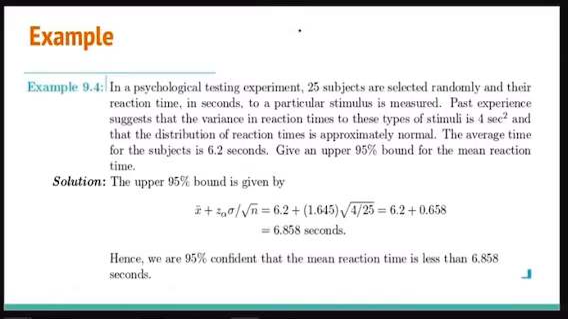Does that make sense? Now I'm going to walk you through an example. Please pay attention. In a psychological testing experiment, 25 subjects are selected randomly, and their reaction time in seconds to a particular stimulus is measured. Past experience suggests that the variance in reaction time to this type of stimulus is 4 seconds squared. Past record, that should be a population variance, and the distribution of reaction time is approximately normal. The average time for the subjects is 6.2 seconds. Give an upper 95% bound. It's not asking for two-sided, it's only talking about the upper. That's a one-sided. Now what am I going to do? I'm just going to use the one-sided one, the plus one. Just plug in, we're done. Any question?